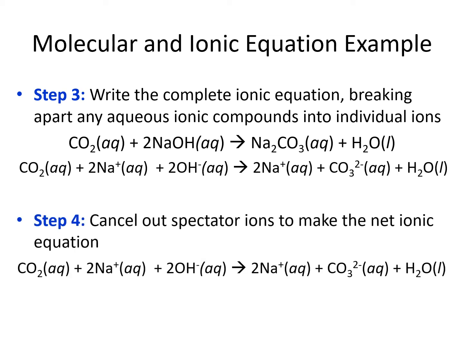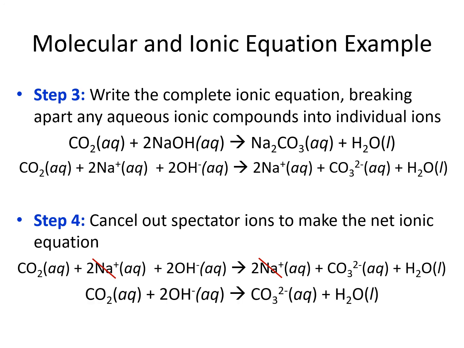We finally write our net ionic equation by canceling out spectator ions. We are going to cross off the sodium ions, which appear on both sides. And everything that's left is going to be in our net ionic equation. Our final net ionic equation becomes CO2 aqueous plus 2 hydroxide aqueous makes CO3 2- aqueous and water liquid.